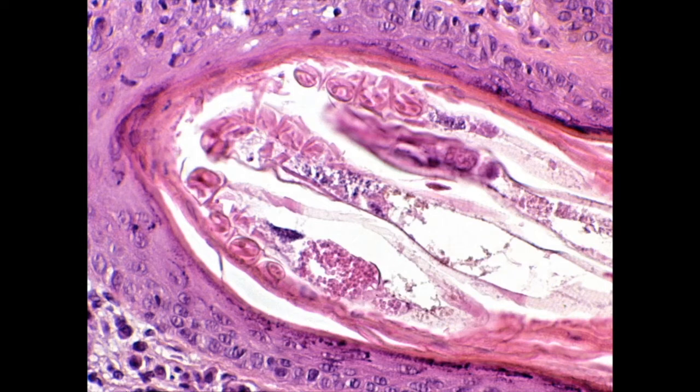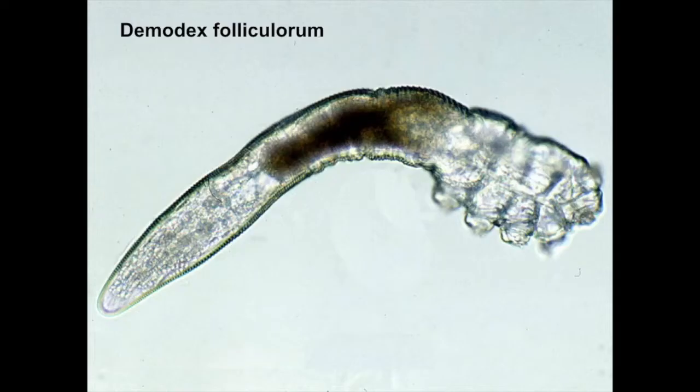This is a hair follicle that has multiple organisms. These are Demodex mites, Demodex folliculorum, very, very common, more common in patients who have so-called seborrheic blepharitis. These are 100, 200 microns in length. They have 8 legs.